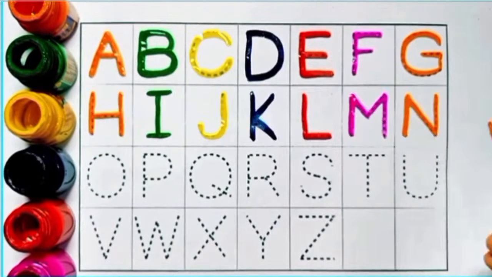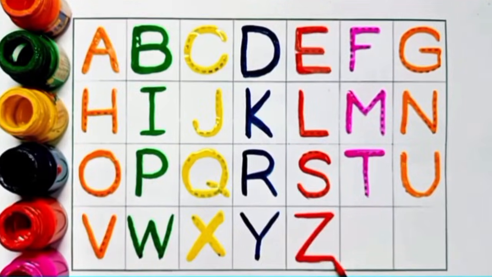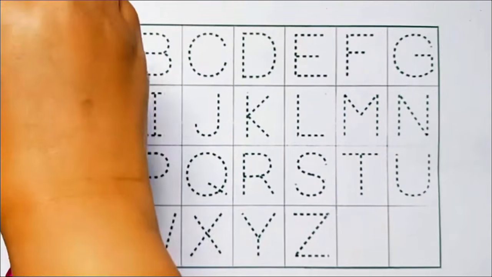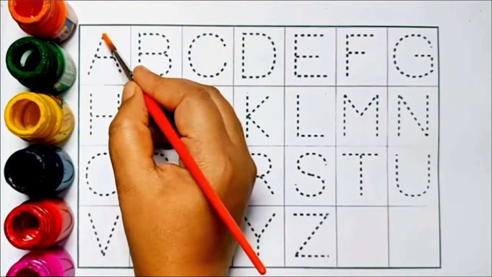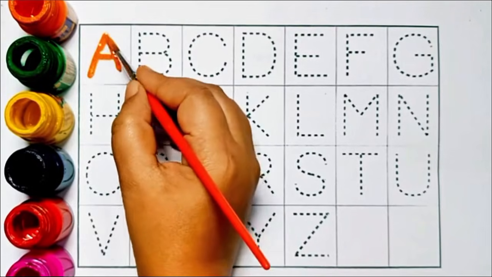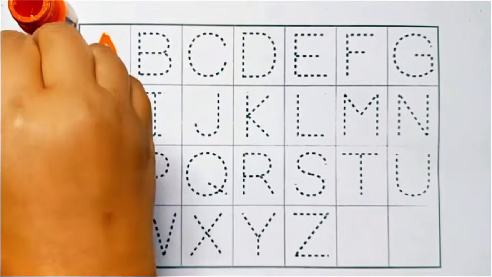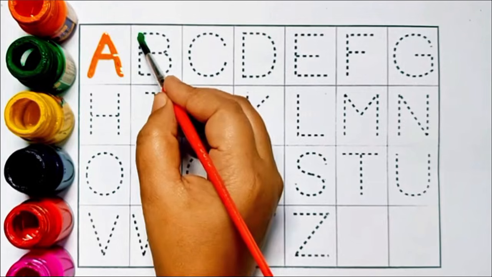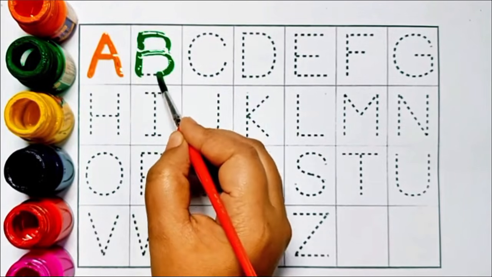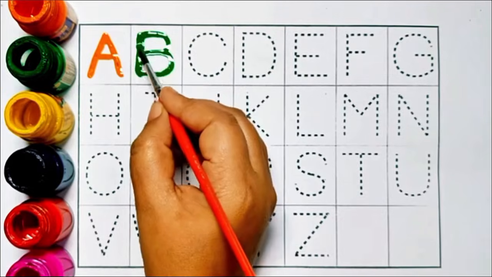A, B, C, D alphabet. Learn A for apple, B for ball. A, orange color, A for alligator. Green color, B for bear.